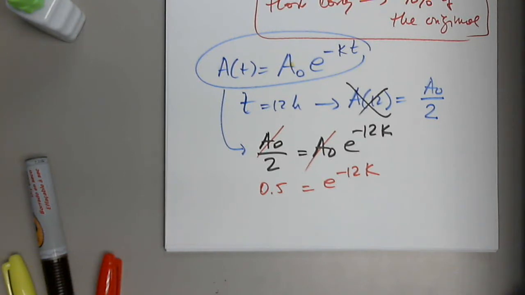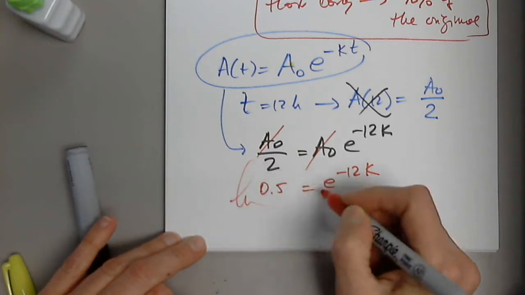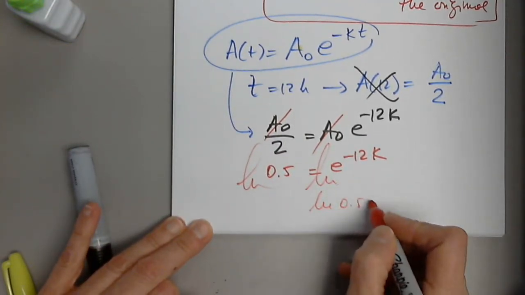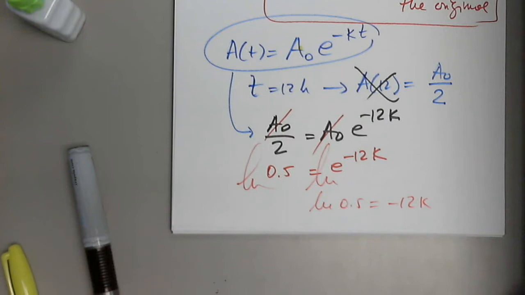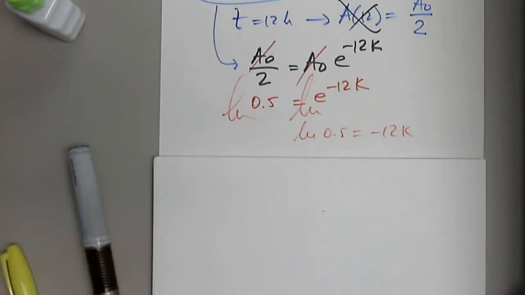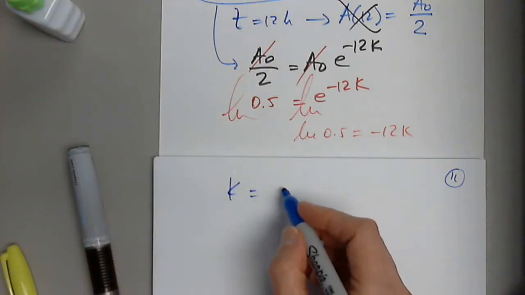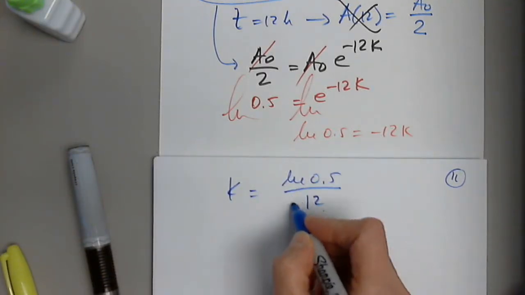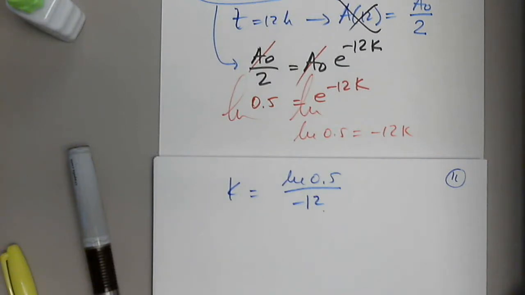Because 0.5 and e can never be represented with the same base. Natural log. Correct, my only chance. Natural log 0.5 equals negative 12k. So then k equals natural log 0.5 divided by negative 12. So I grab my calculator and I put natural log 0.5 and I divide by, in parentheses, negative 12.